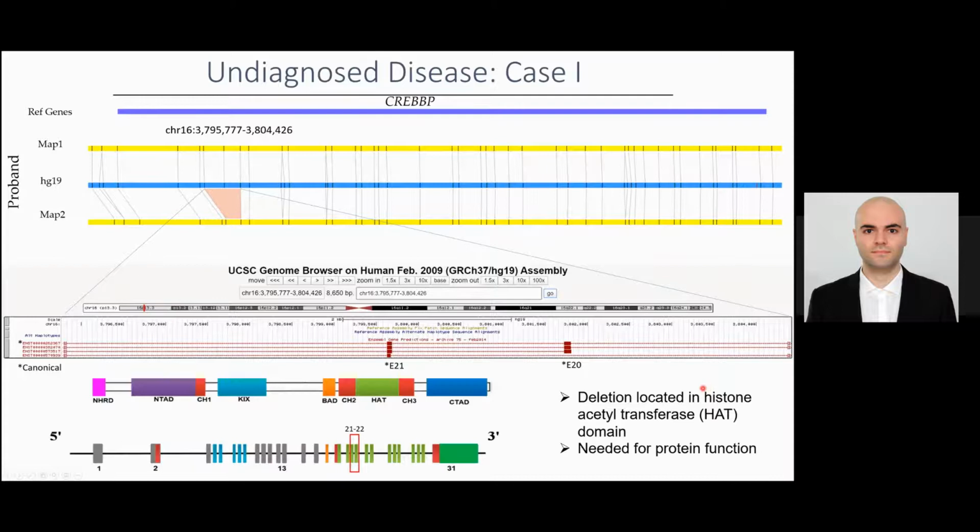These two exons actually reside in HAT, which is the histone acetyltransferase domain of this protein, and which is an integral part of protein function. So it is very important to know exactly the breakpoints for this deletion in order to identify whether it has any impact on protein function.